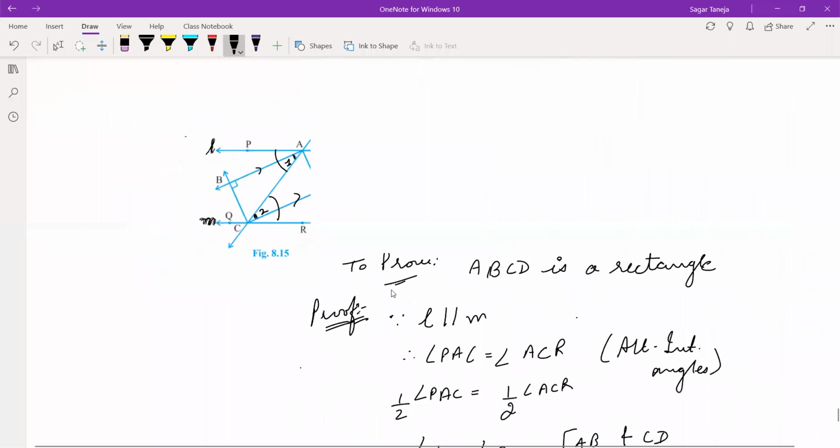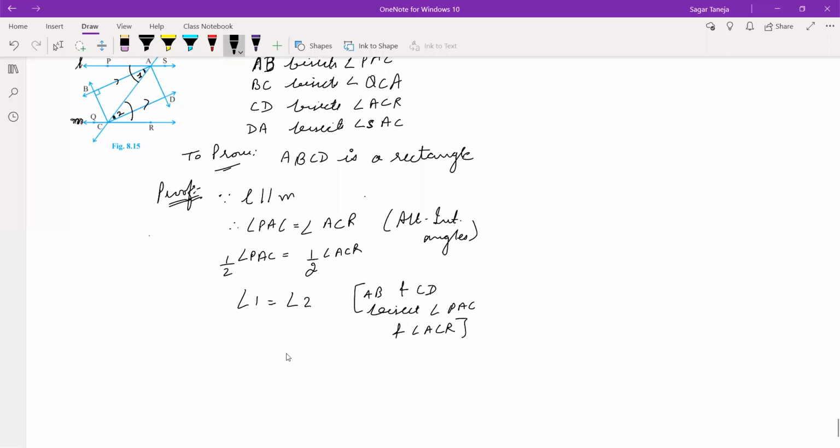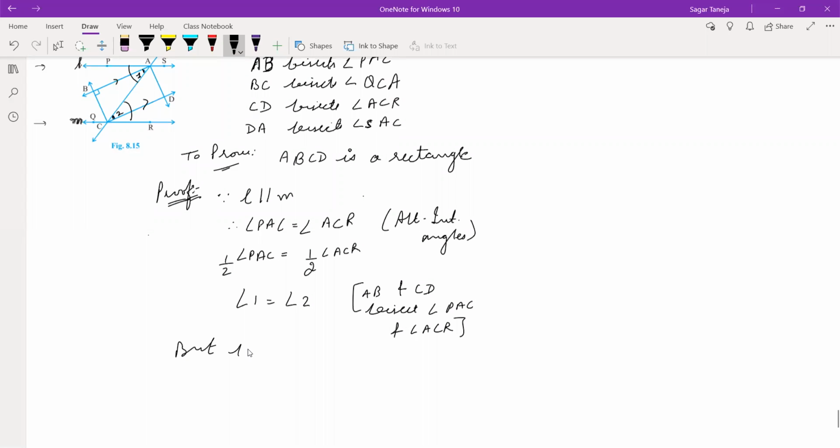That's right. But these are pair of alternate interior angles. Therefore, AB is parallel to CD. The way you have proved AB parallel to CD, in the same way we can say that BC is also parallel to AD. Similarly, BC is parallel to AD.